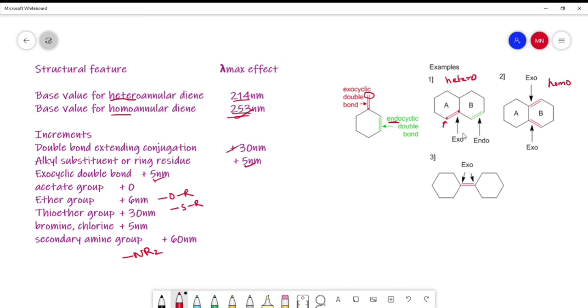Now if you are considering the exocyclic double bond nature, if you are seeing ring B, both are endocyclic with respect to ring B. Now looking at ring A, this.